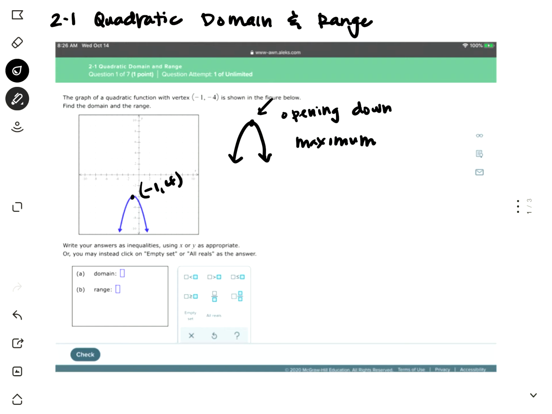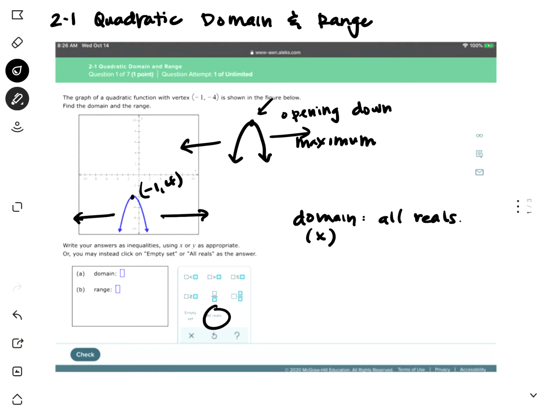So the domain for any quadratic function, notice the arrows go in both directions, technically forever to the left and to the right. So this is going to continue on in both directions forever. So our domain is going to be all reals. Another way to think about that is we can put any x into a quadratic function and get a y for an answer. So when we talk about our domain, that's our x values. The domain is going to be all real numbers.